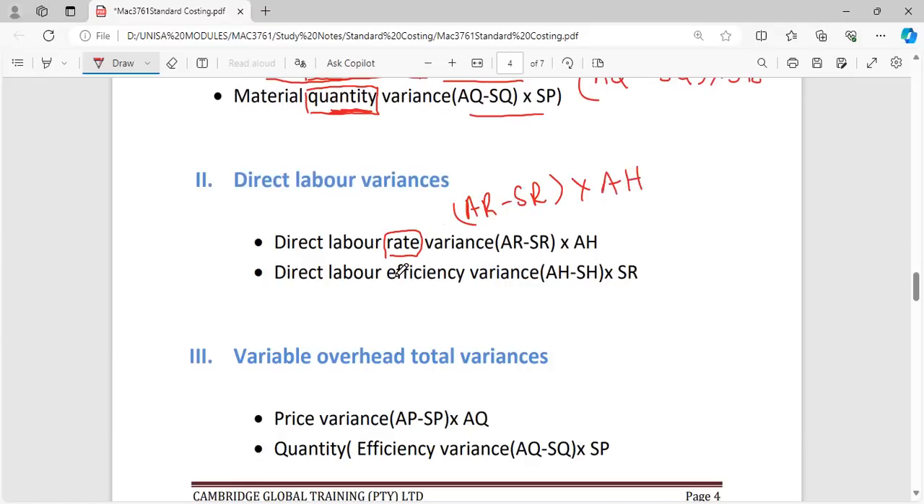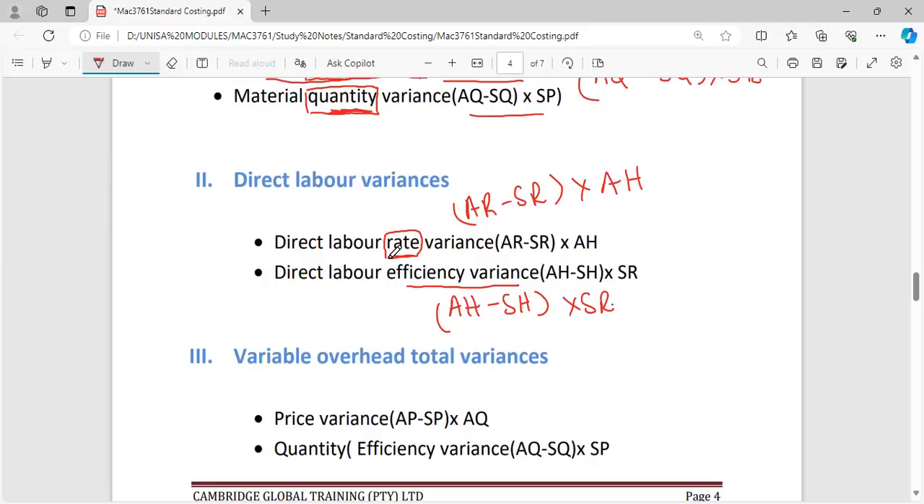So if you understand your variance, there is no need for you to cram, because you look at what am I supposed to do. Here you want to do a direct labor efficiency variance, which means you are looking at the quantity, the hours that were budgeted, and the actual hours. So it's going to be actual hours minus standard hours times your standard rate. So that's how you build your formula. There is no need to cram all the formulas.